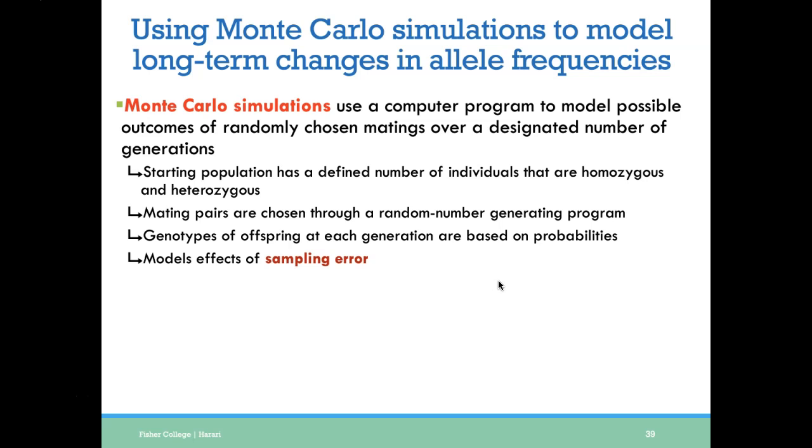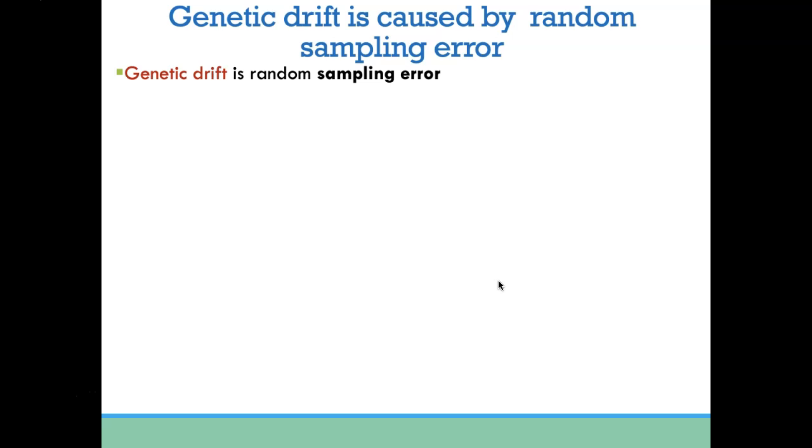Sampling error results if you don't take a representative sample. You make an error. You take a group of people that don't truly represent the bigger whole. This is called genetic drift. Genetic drift is caused by random sampling error. Genetic drift is a term that just means that the sample does not represent the larger group.